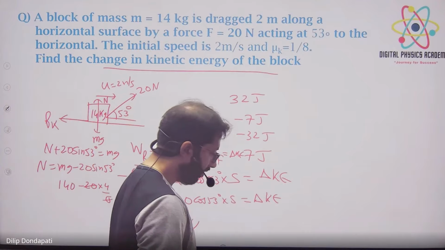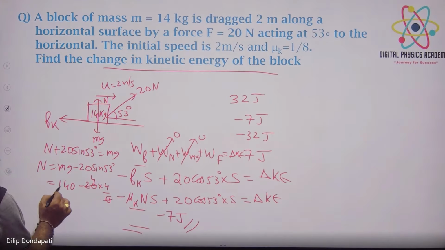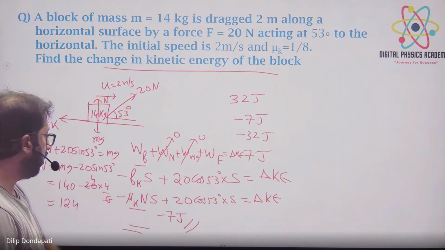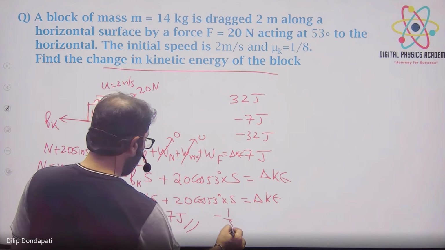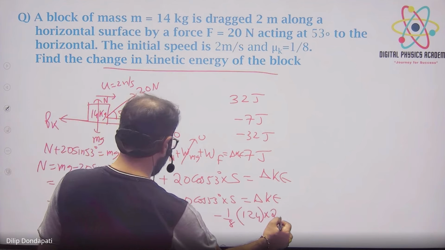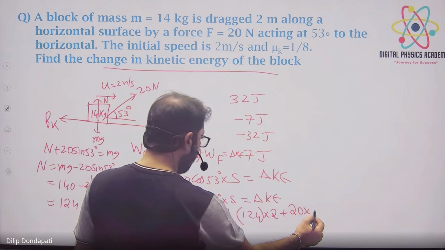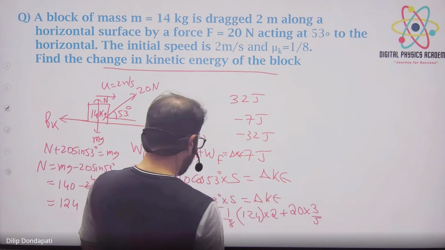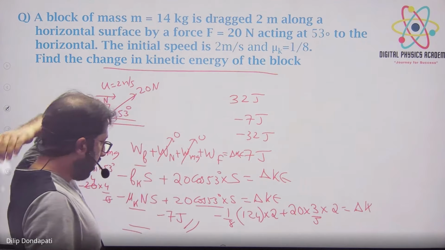Calculation part में क्या कर रहे हैं, sir? देखो, 140 minus 16, 16 के सेपरेट किया तो कितना आएगा, 124, राइट? Now substitute here: minus mu k is how much? Minus mu k is 1 by 8 times n is 124 into displacement is 2 meters plus 20 into cos of 53 is 3 by 5 into displacement is 2 is equal to change in kinetic energy. Now calculate.